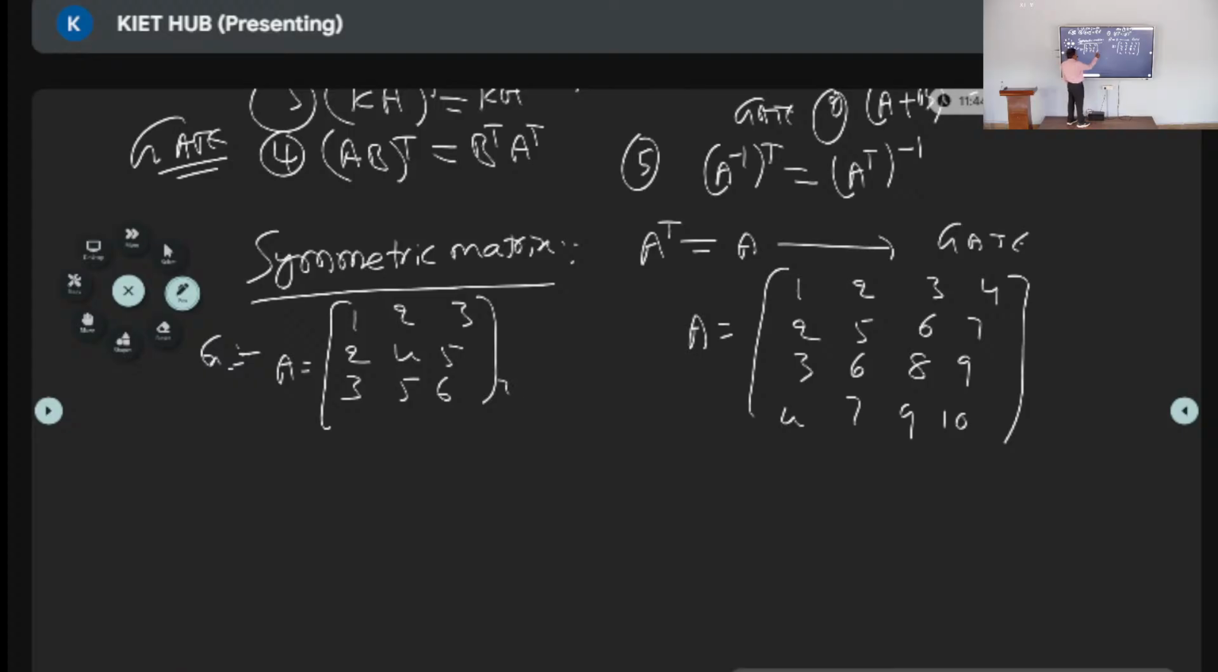So this is a 3 by 3 matrix, and this is 4 by 4. Here, how many maximum distinct elements?